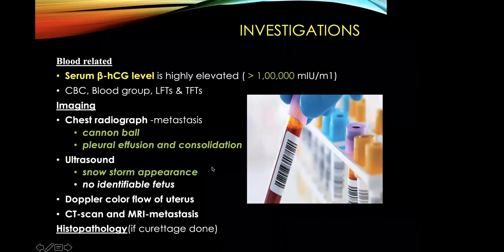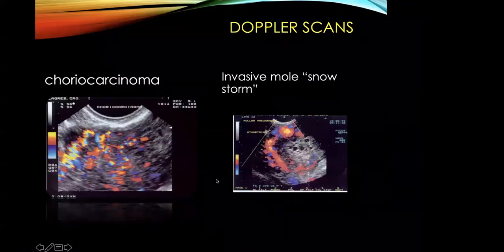And obviously the final pathological diagnosis will be confirmed by collecting the curettage material and sending it for immunohistochemistry or routine findings by staining. This is the picture you find on a Doppler. See the increase of the resistivity index and the PI index, and there is yellow, blue, and red color. The amount of color will determine that it is choriocarcinoma or invasive mole. It is a snowstorm appearance.